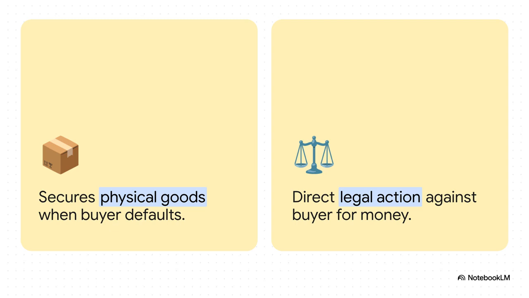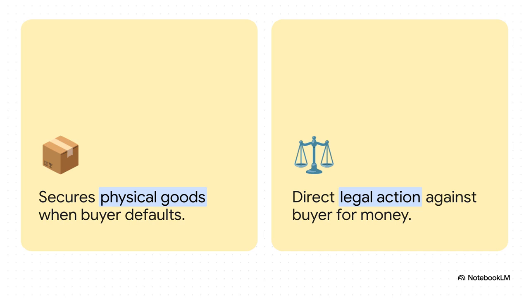Let's compare the two. On the left, Part 1, Rights against goods. Secures the physical goods when the buyer defaults, sections 47 to 54. On the right, Part 2, Rights against buyer personally. Allows direct legal action against the buyer for financial recovery.